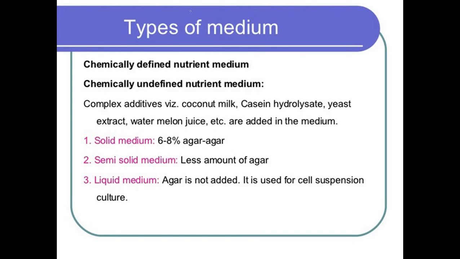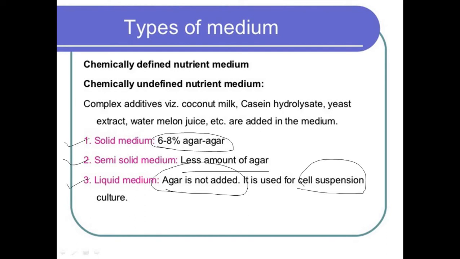Depending upon the use of agar, three types of basic mediums are there. One is solid medium, where we are using 6 to 8% agar. Semi-solid medium has less amount of agar, and liquid medium is devoid of agar and commonly used for cell suspension culture. Many times complex additives from natural sources like coconut milk or watermelon juice are also used for this tissue culture media.